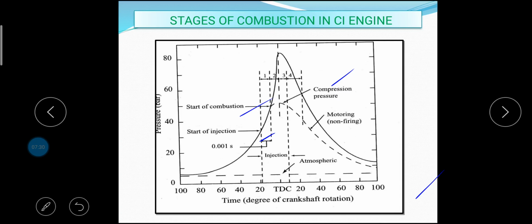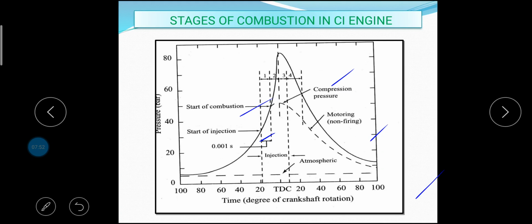Hence, the fuel droplets injected during the second stage burn faster with reduced ignition delay as soon as they find the necessary oxygen, and any further pressure rise is controlled by the injection rate. The period of controlled combustion is assumed to end at maximum cycle temperature.